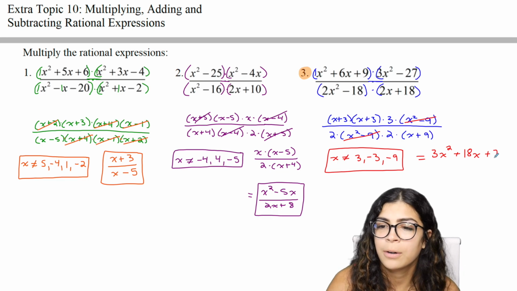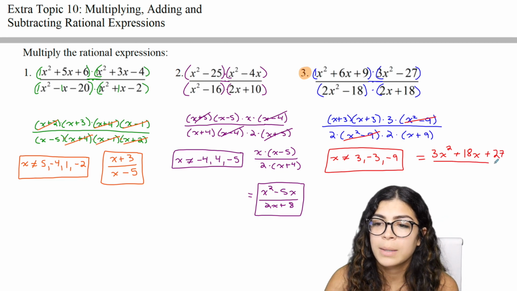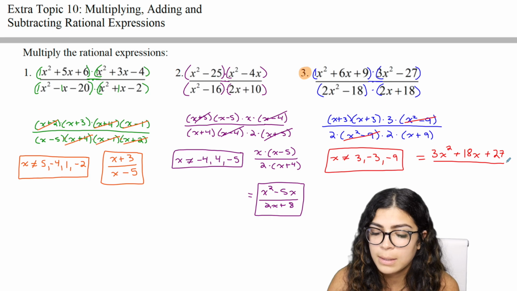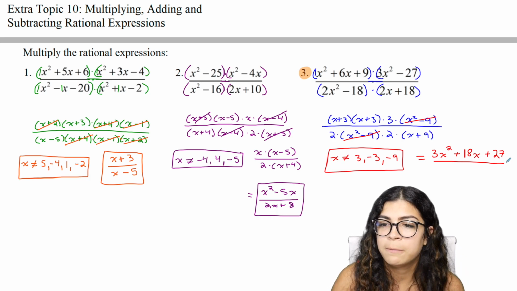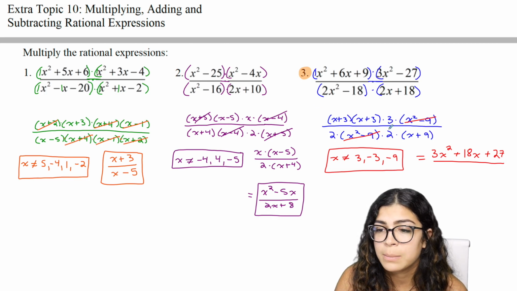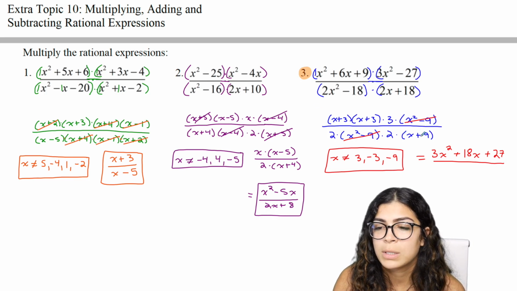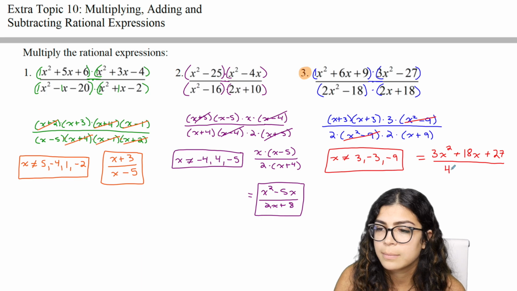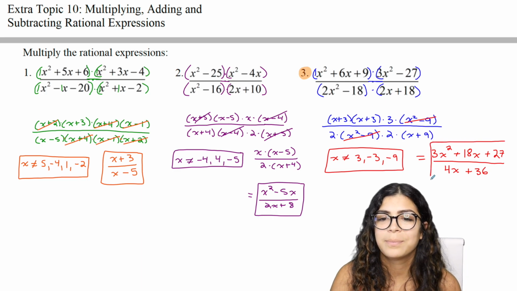In the denominator, we have just 2 times 2 times x plus 9. So 2 times 2 would be 4, and then distributing 4 to both of the terms, 4 times x is 4x, 4 times 9 is 36. And that is our final result, simplified as much as possible.